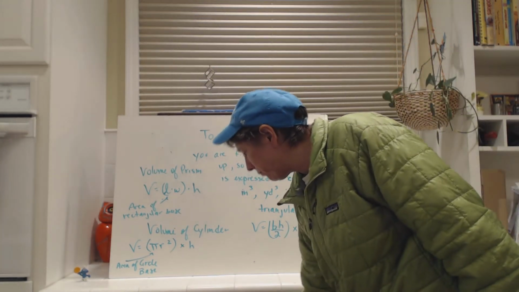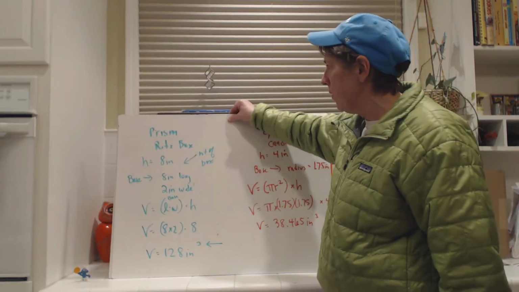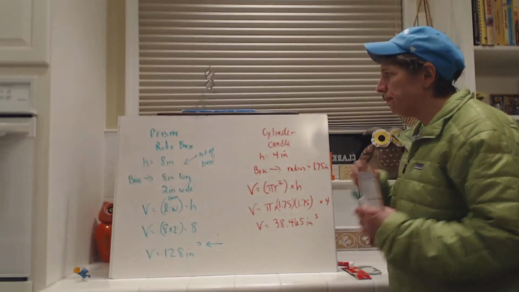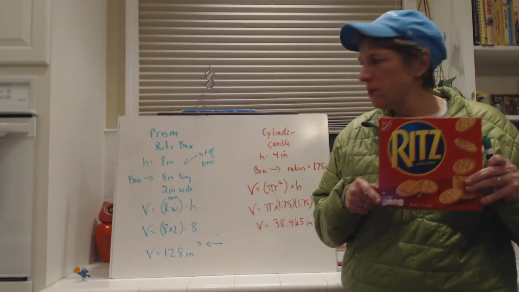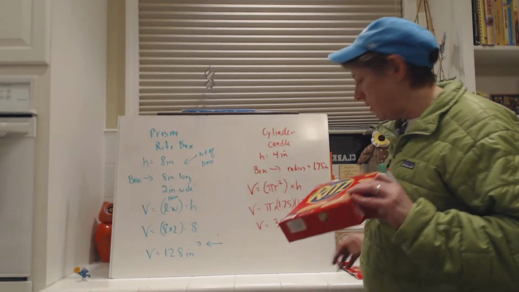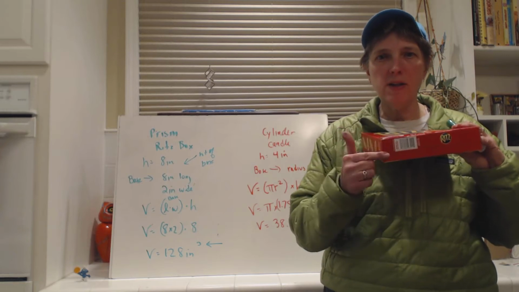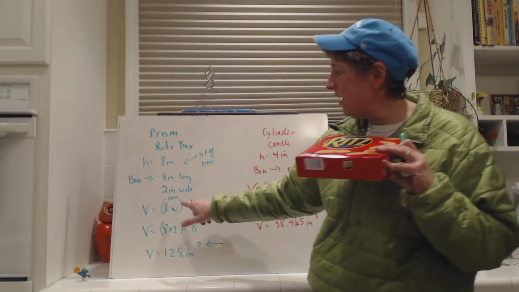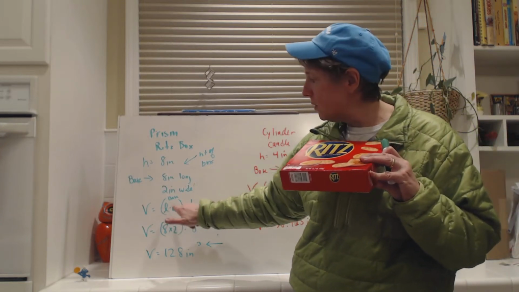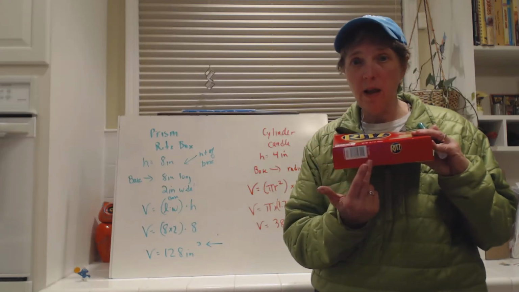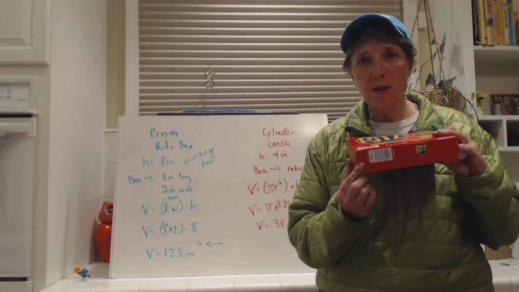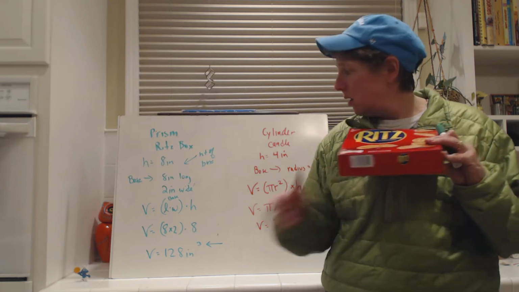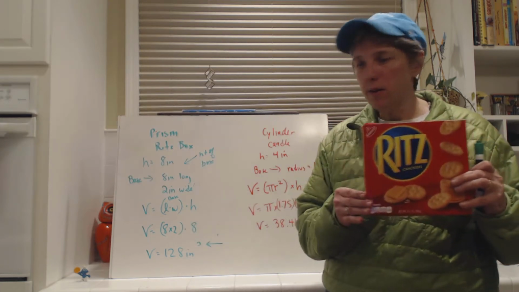So, here is an example of the Ritz box. The height of this was 8 inches. The base was 8 inches long by 2 inches. So we have to find the area of the base. So volume is the base, length times width, which is 8 times 2, this whole area, multiplied by the height.